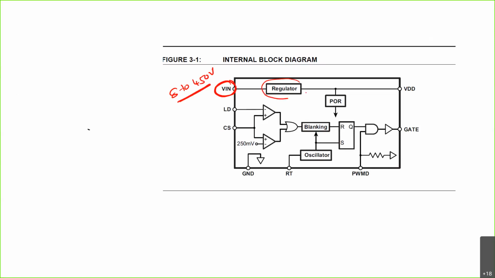There is an internal regulator here that gives you an output voltage of 7.5 volts. And this 7.5 volts is used to supply all the other components in the chip, like the driver circuit and other internal components. So usually, across this VDD we will normally connect a small capacitor.